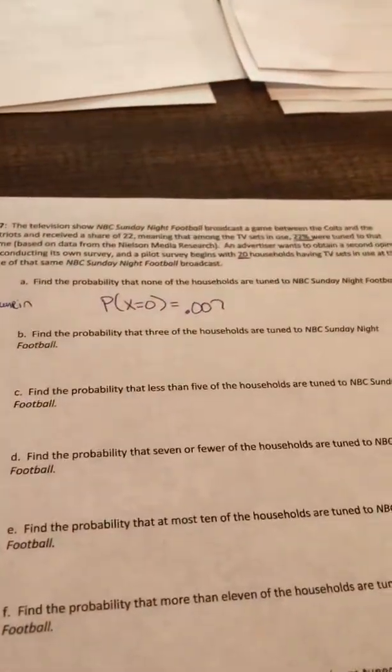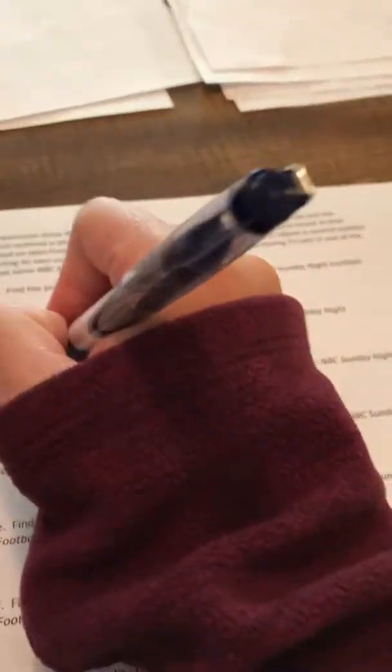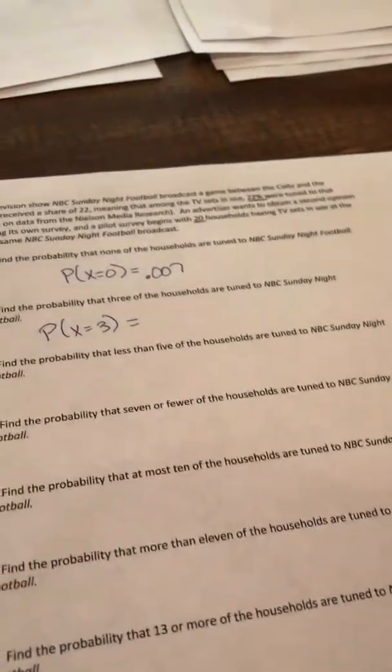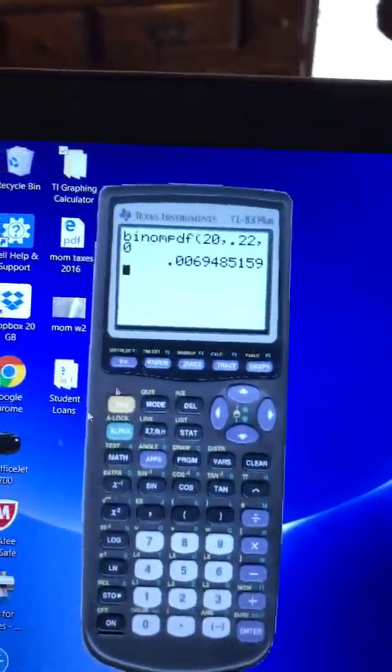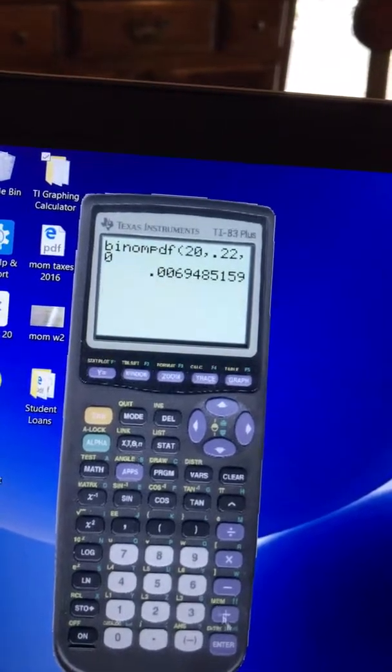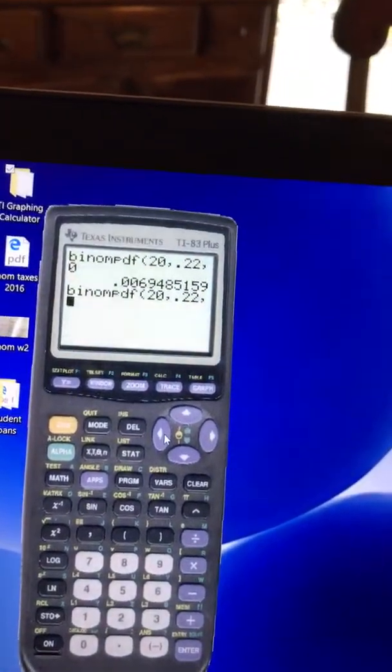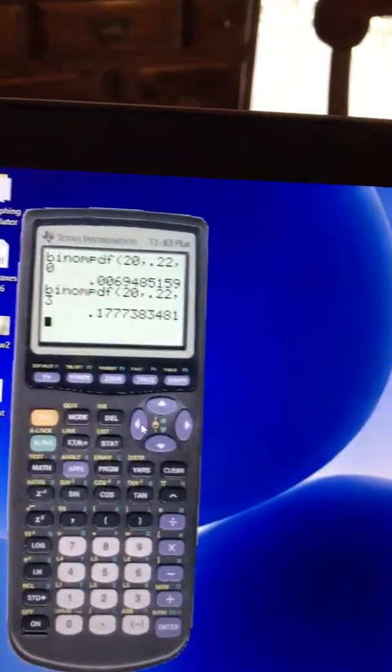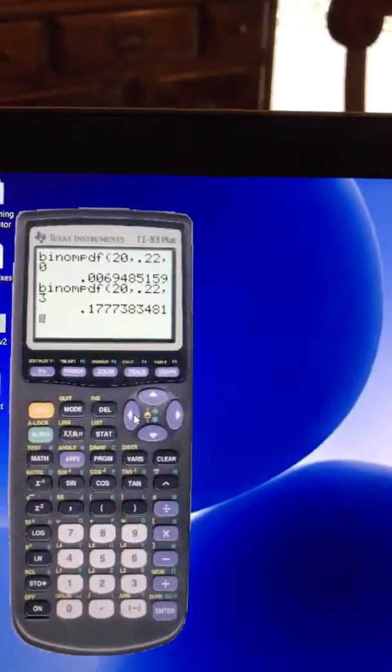The probability that 3 are tuned in, well, that's the probability that X is equal to 3. So again, we're going to do binom PDF. It's faster if you've already got binom PDF up there. It's faster if you hit second enter, and then you can just change from 0 to a 3. Then you don't have to go back through all that. So that one gives us 0.178.